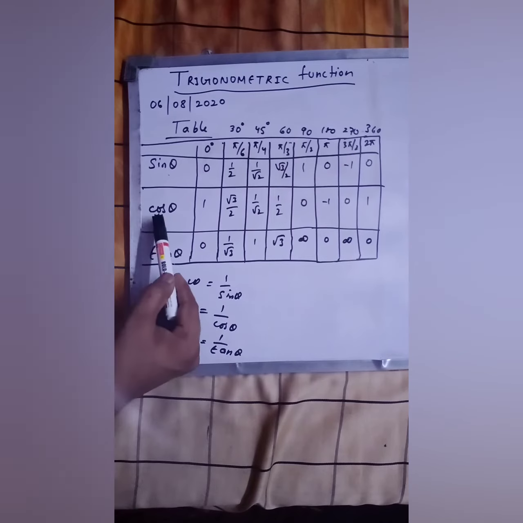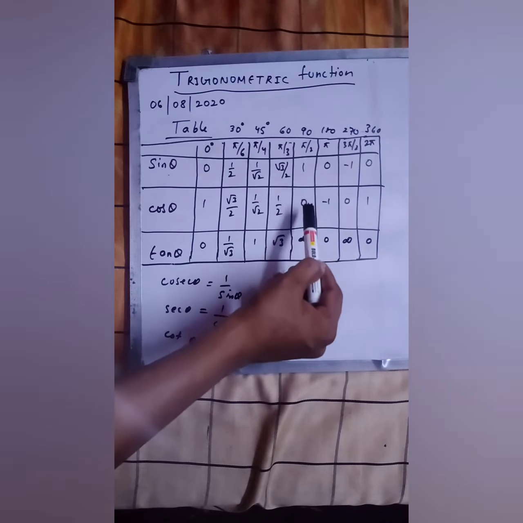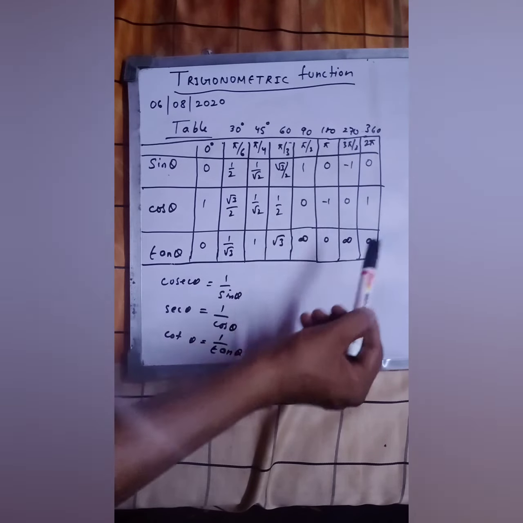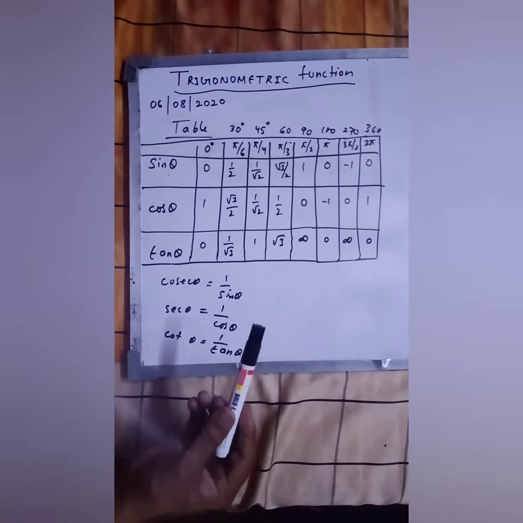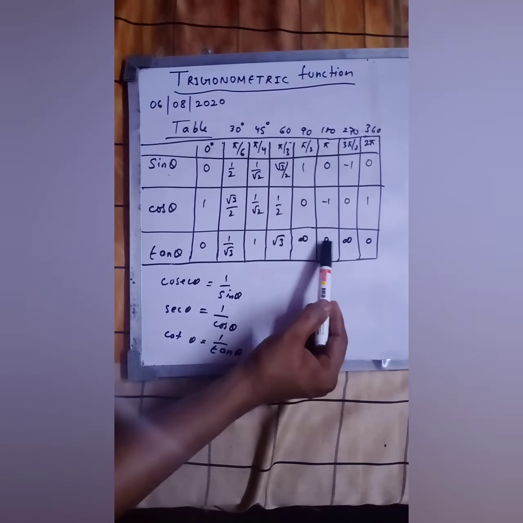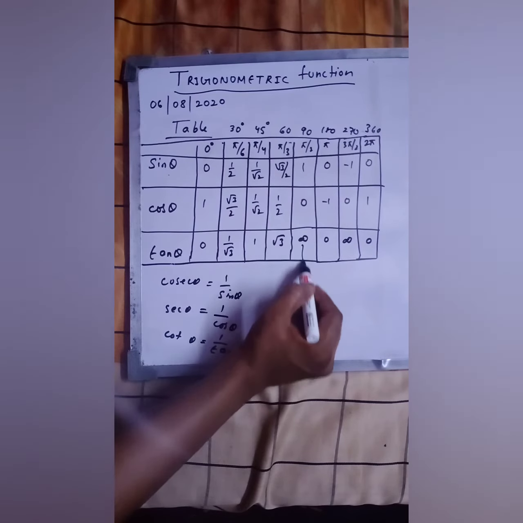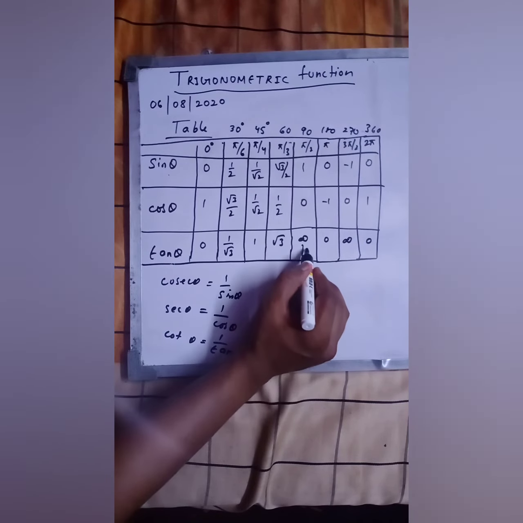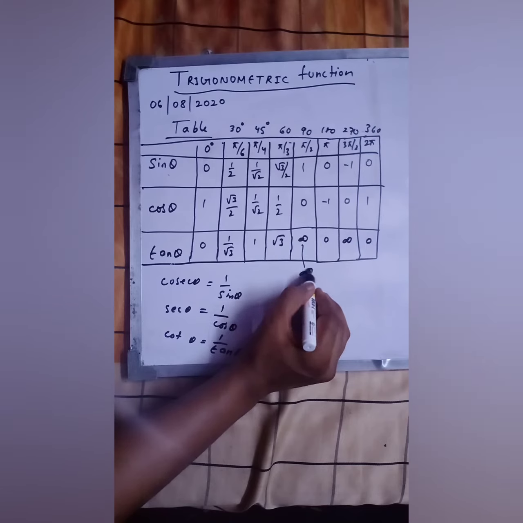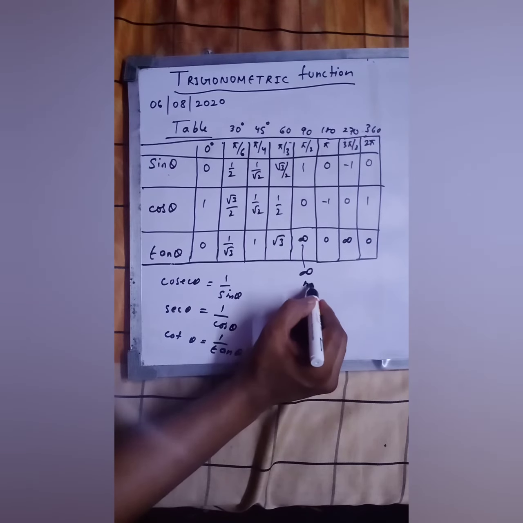Fine. Similarly here cos theta is -1, 0 and 1. You have to learn all these. Fine. And here it is 0, infinity and 0. The infinity here means, this sign, actually it is this sign, it means not defined.